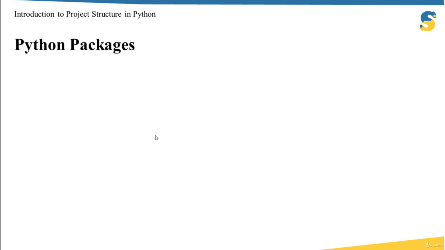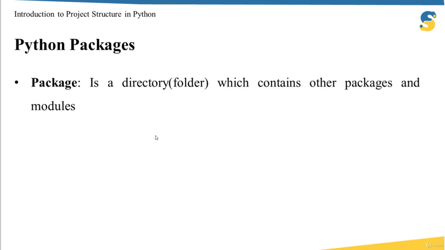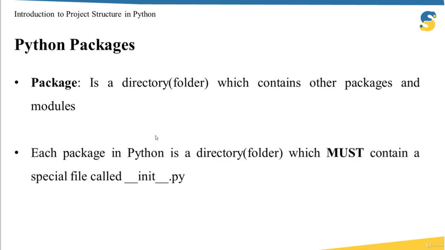Now let's talk about the Python package. So what is a package? Simply, a package is a directory, in other words a folder, which contains other packages and modules. As I mentioned before, not every folder is a package. What makes a folder a package in Python? A file called __init__.py. So each package in Python must contain a special file called __init__.py. So from this we can understand that within packages we have modules, and simply modules are Python files with the .py extension. And that's all for this lecture.